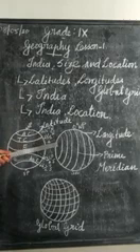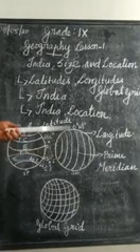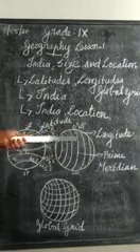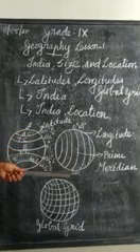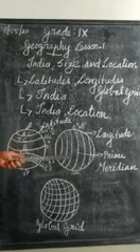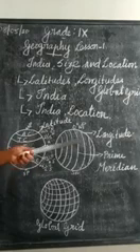Let us discuss longitudes. What do you mean by longitudes? Longitudes are imaginary lines that run from the North Pole to the South Pole. Longitudes are also known as meridians. Already you know latitudes are also known as parallels.